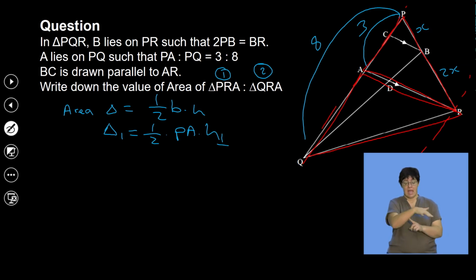And the area for the triangle number 2 will then be also 1 over 2 multiplied by, what is my height there? My base, I mean, my base will be AQ, right? So this will be AQ multiplied by the height that I do not know, right?